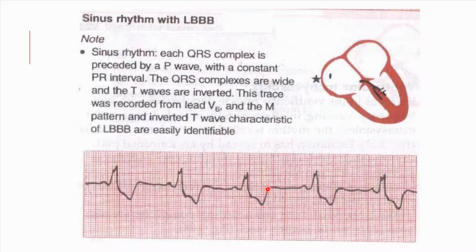So here's a sinus rhythm with the left bundle branch block. Remember that each QRS complex is going to be preceded by a P wave, and there's going to be a constant PR interval in this same ECG. But if we look at the QRS complexes, they are wide and the T waves are going to appear inverted. This trace was taken from lead V6, and as we can see, there's an M pattern here and inverted T waves, which are very characteristic of left bundle branch block. If you still haven't watched the video on left bundle branch block, please go watch it, then you'll understand why you get this M pattern.